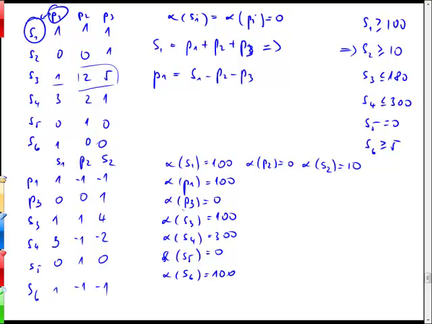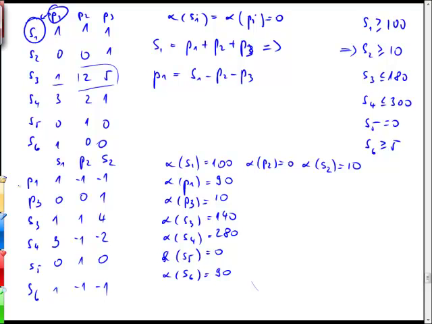And we have to recompute the rest. P1 is 90. P3 is 10. S3 is 140. S4 is 280. S5 remains 0, and S6 is 10 less, so 90.